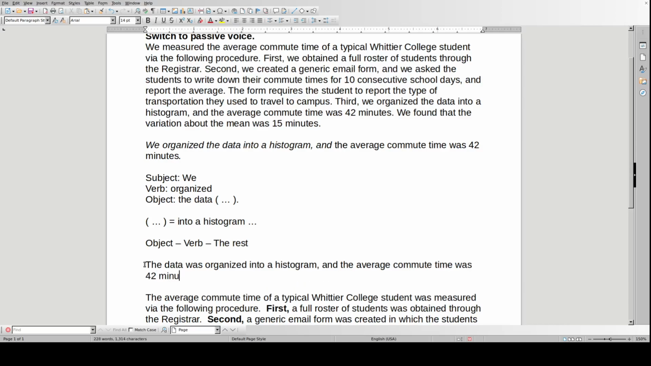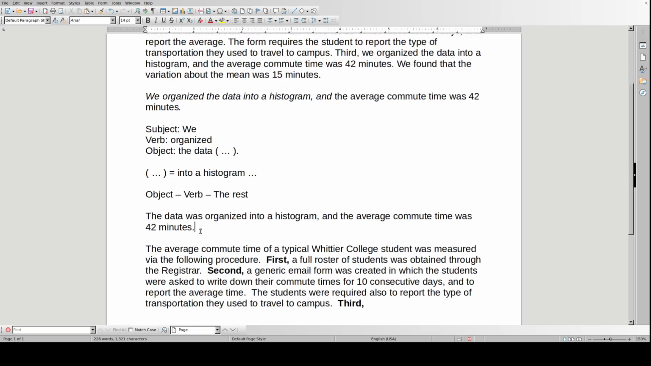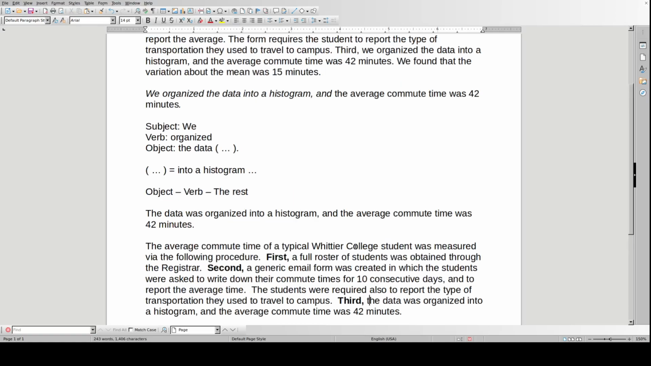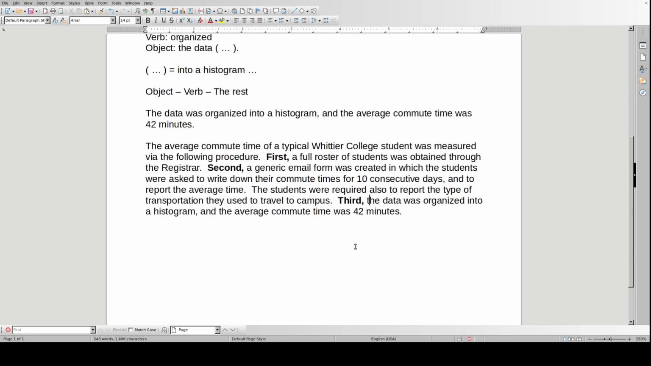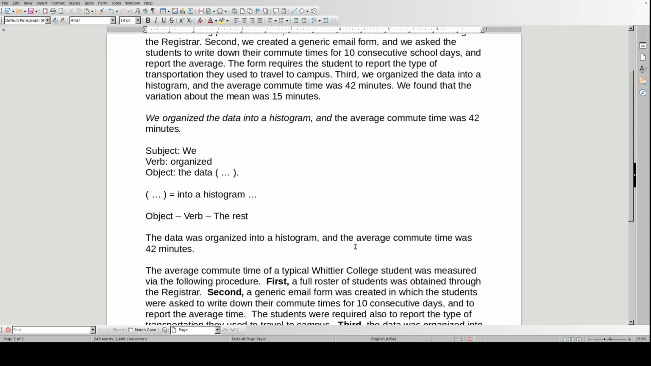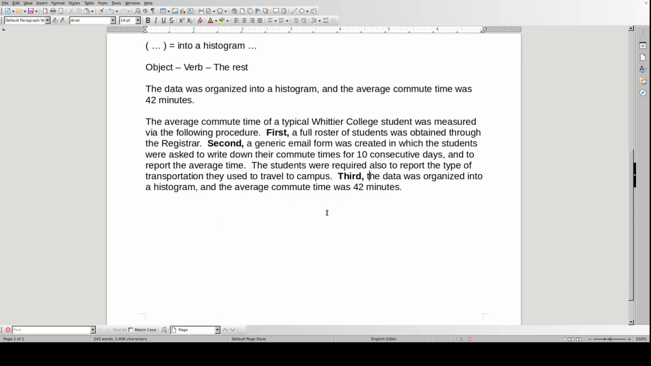So the time was 42 minutes. That's in past tense. So the data was organized into a histogram, and the average commute time was 42 minutes. So let's put that in the bank. The data was organized into a histogram, and the average commute time was 42 minutes. So that's almost what I want it to say.